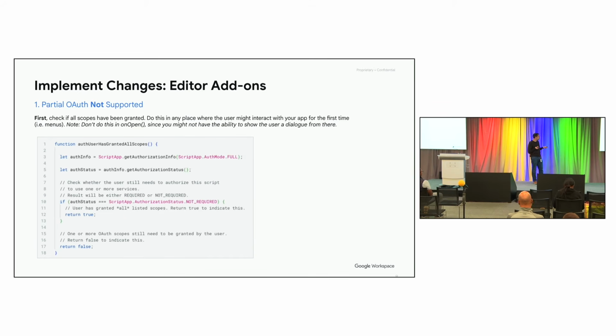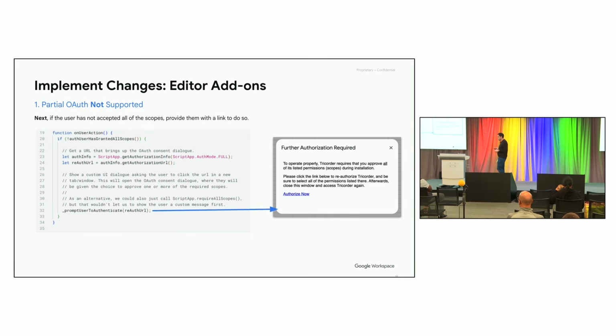But this allows me to just check, do I even need to prompt them to reapprove, or are we good to go? If the status is not required, that means they're good to go. And this function returns true, the user's granted access to all scopes, and Bob's your uncle, and we'll move on. Otherwise, we return false. That means something needs to be done. Now, how would we use this function? Let's go to the next screen.